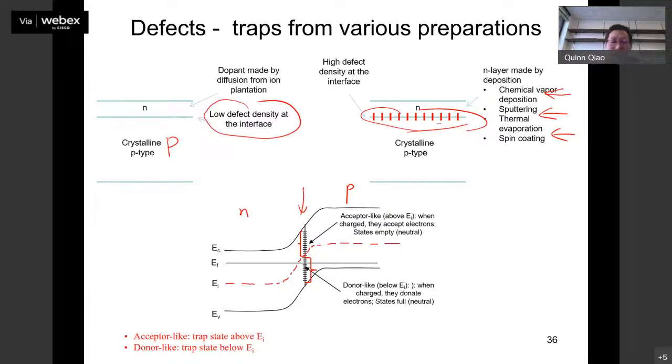Below EI, you call them donor-like. Because they are below EF, they are basically filled by electrons. So they are occupied by electrons. When they become charged, they have to lose that electron, so they become donors. When they charge, they have to give electrons to others. That's why they are called donor-like. Don't be confused: above EI is called acceptor-like, below EI is called donor-like. That's the reason. When charged, acceptor-like states accept electrons; when charged, donor-like states donate electrons. Now let's take a look at this example.